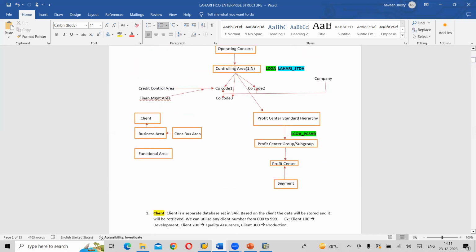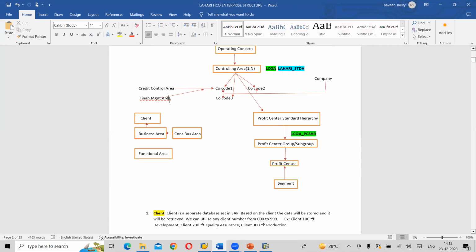Operating system, credit controlling area. So here company is optional. Company is under company. We have 3 company codes: company code 1, company code 2, company code 3. And next, company code to credit control area, just what we discussed.